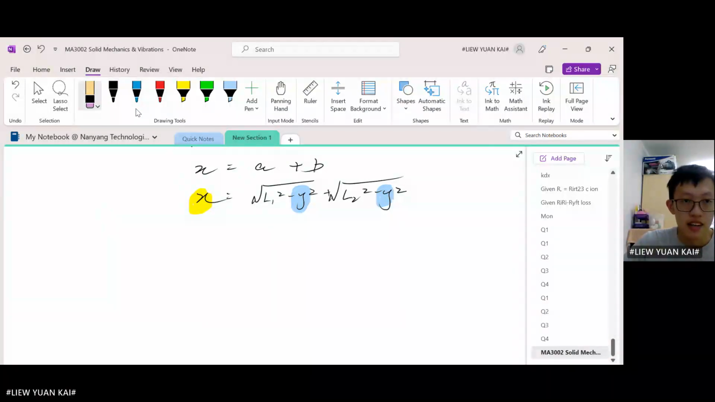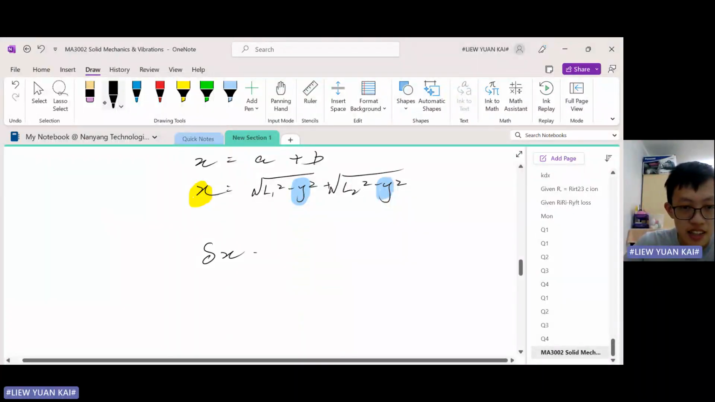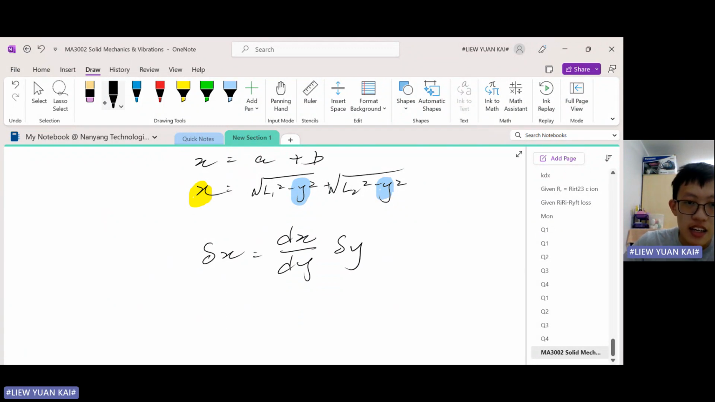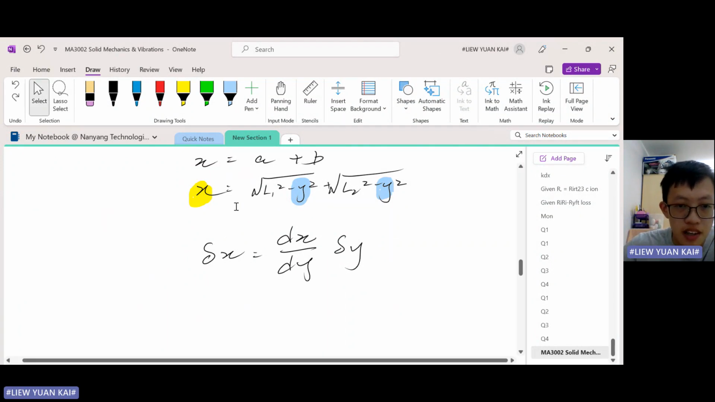So what we are doing here, right? Using this formula, delta x equals dx/dy multiplied by delta y, is that we are trying to express the infinitesimal delta x as a function of delta y. See, we're trying to convert this into a version of delta y so that we can drop the infinitesimal later. So I'll show you what I mean.